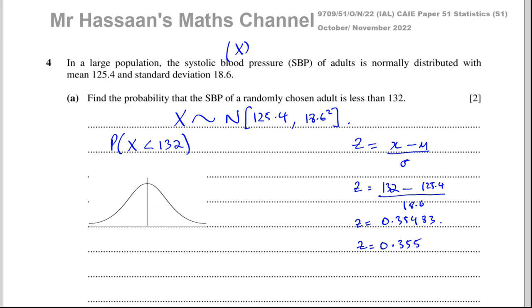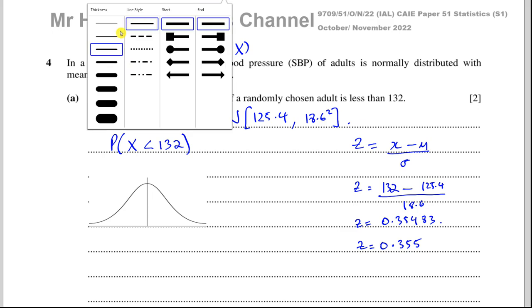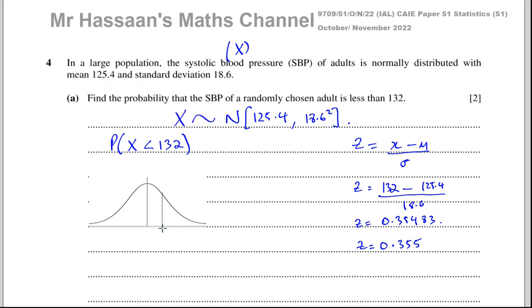All right, so what we're going to do is put a little mark here. That's the score, 132. That's the X value. The Z value we're looking for is 0.355. That's what we're going to look for in the tables. And we want to find the probability that Z is less than 0.355. In fact, we could have done this in one step. In fact, I'll do that better.